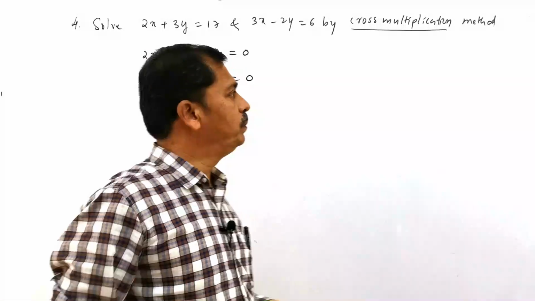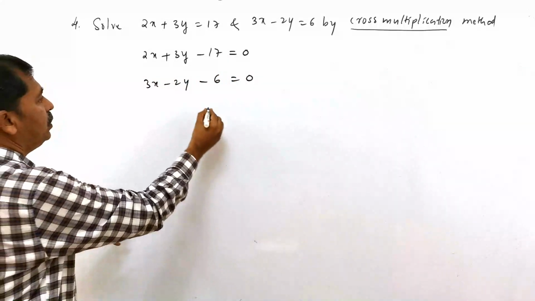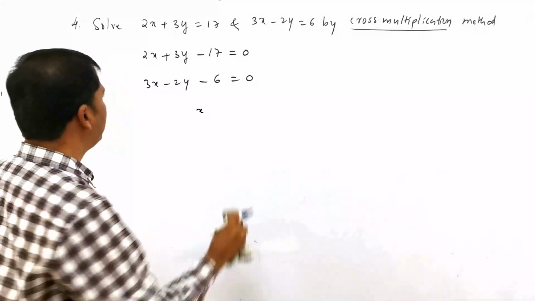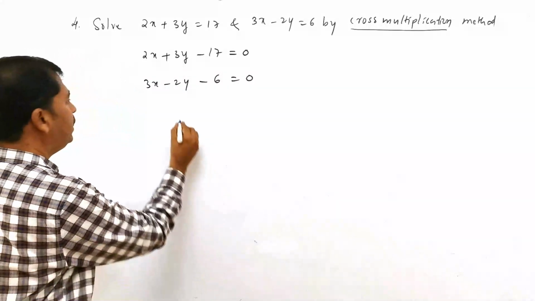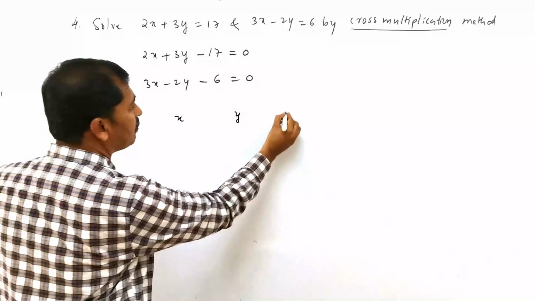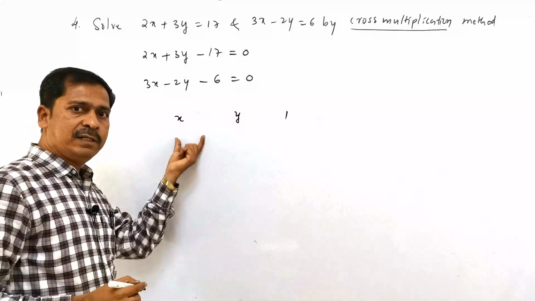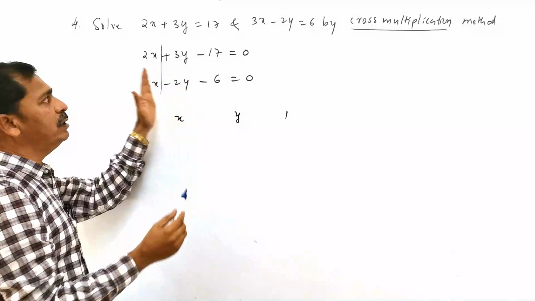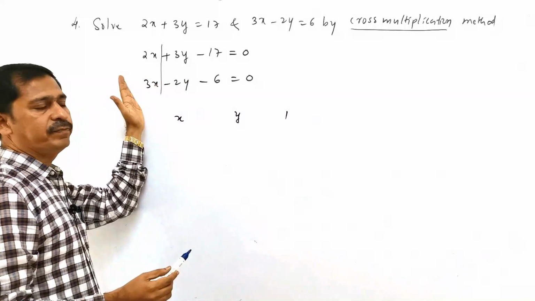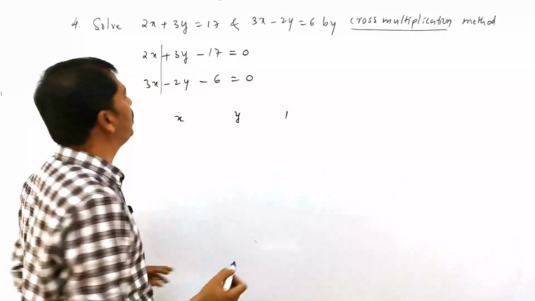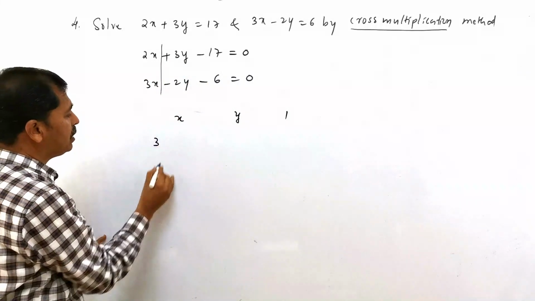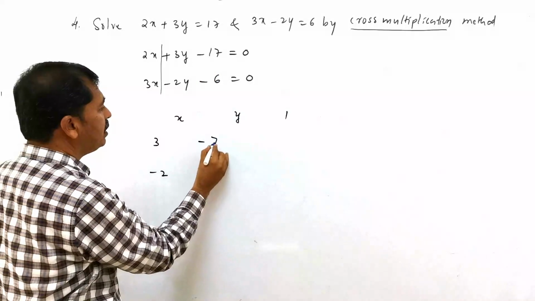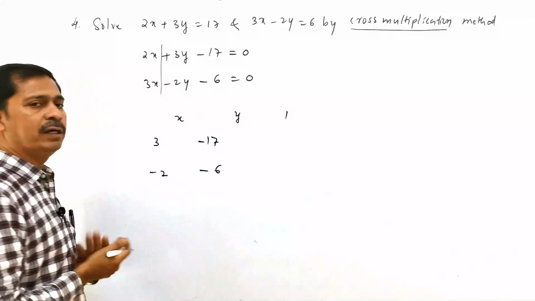Next, what you have to do? This is very interesting. You have to write simply x, y and then 1. Taking x as the center, leave the coefficients of x. The coefficient of y and constants you have to take. 3, minus 2 you write here. Maintain the order here. Minus 17, minus 6 is there, that I have written here.